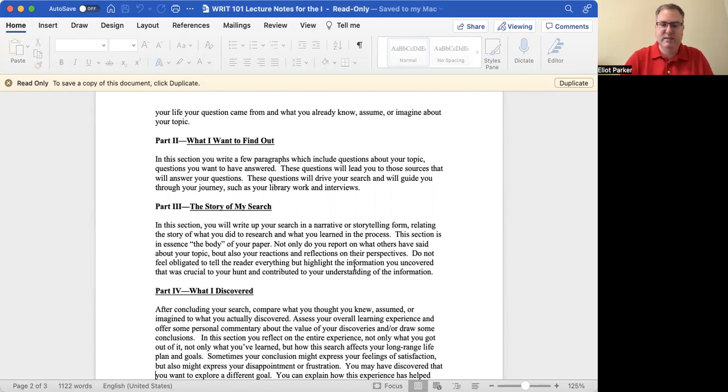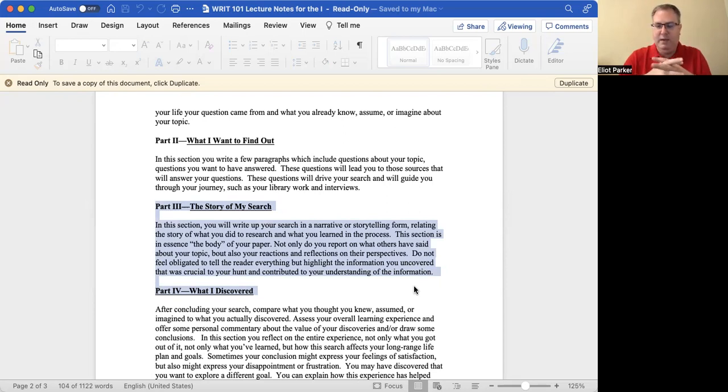Now, part 3, this is the big section here. This is the meat and potatoes, I would say, or the guts of the iSearch essay. And this is called the story of my search. This is where you're going to tell the reader in a narrative style where you went to find information, why you chose that particular source to consider, what you discovered about your topic in reading that source, and what you liked or disliked about that particular source.